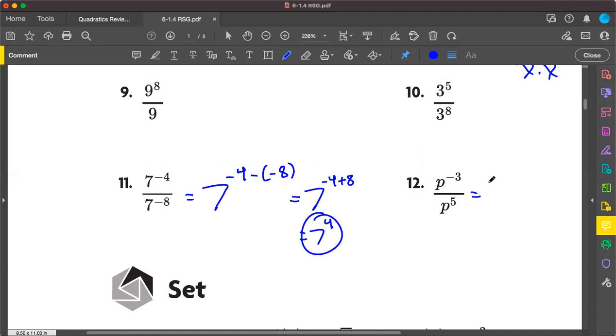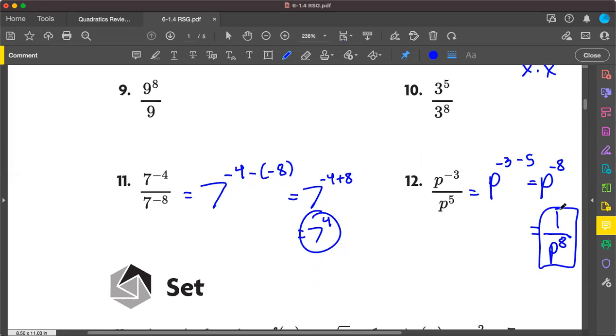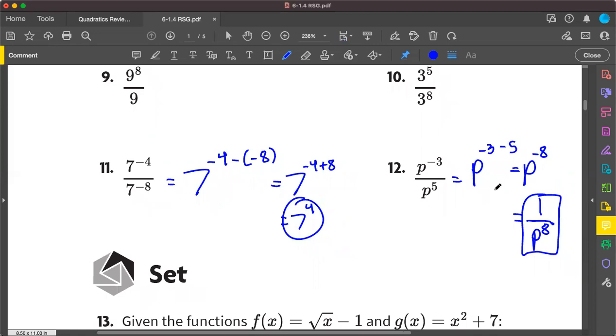And you can do this here too. p to the negative 3. You're getting rid of 5, so this actually just goes more negative. It's p to the negative 8. Aren't you glad I showed you that quotient rule at the beginning with that fraction? So you can rewrite this as 1 over p to the 8. There you go. No negative exponents here today. I'll see you in the set.